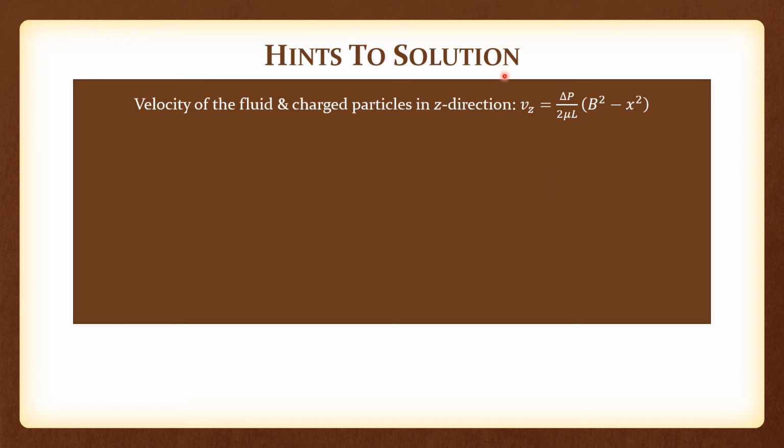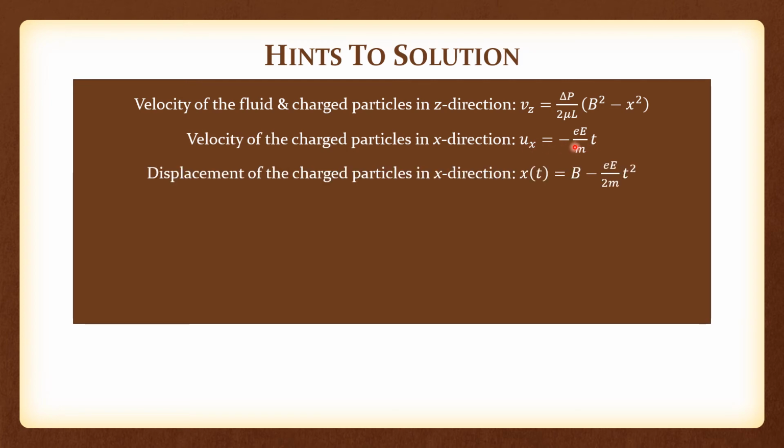So how do you go about solving this? This is your velocity profile for the fluid and charged particles in the z direction. You can obtain this. This is the first step to the solution. Then I can integrate my F is equal to ma equation, which is minus eE is equal to m into dux by dt. I can integrate that and I can get the velocity of the charged particles in the x direction. Displacement of the charged particles in the x direction is x of t. This is dx by dt, and I integrate this. All right.